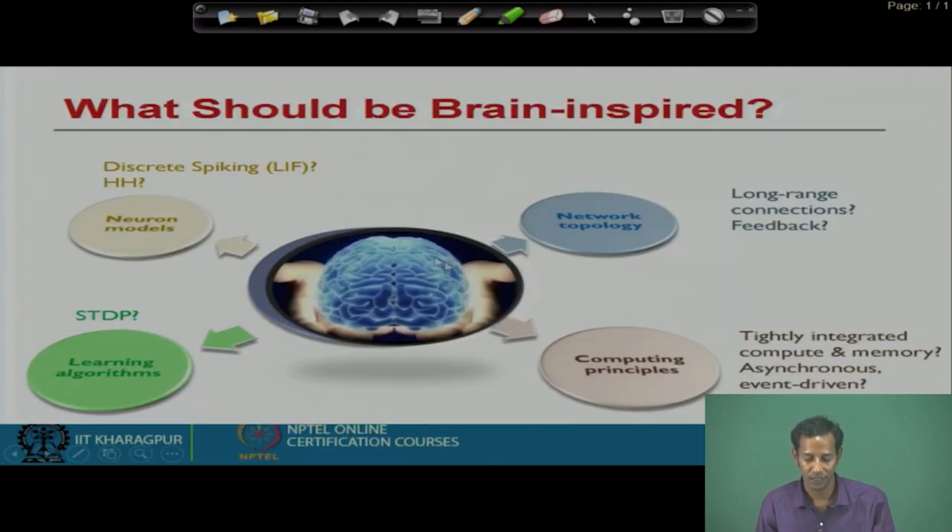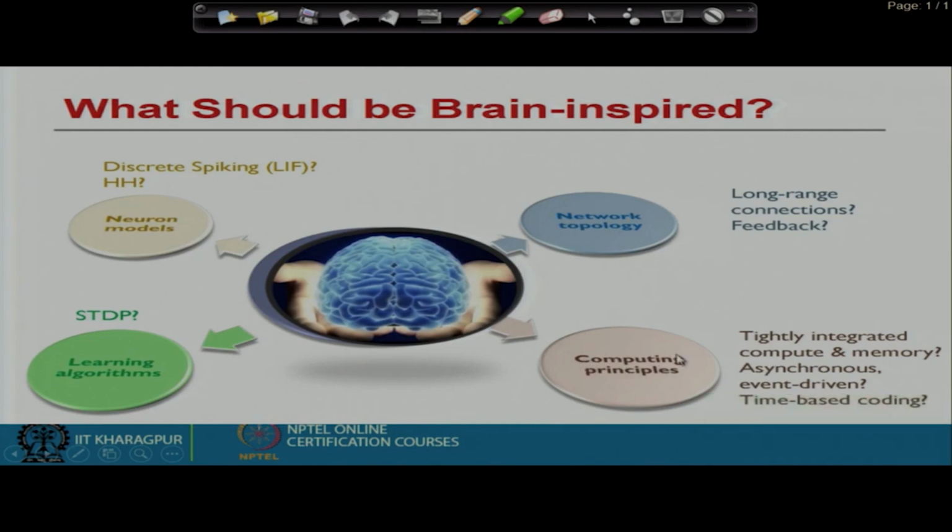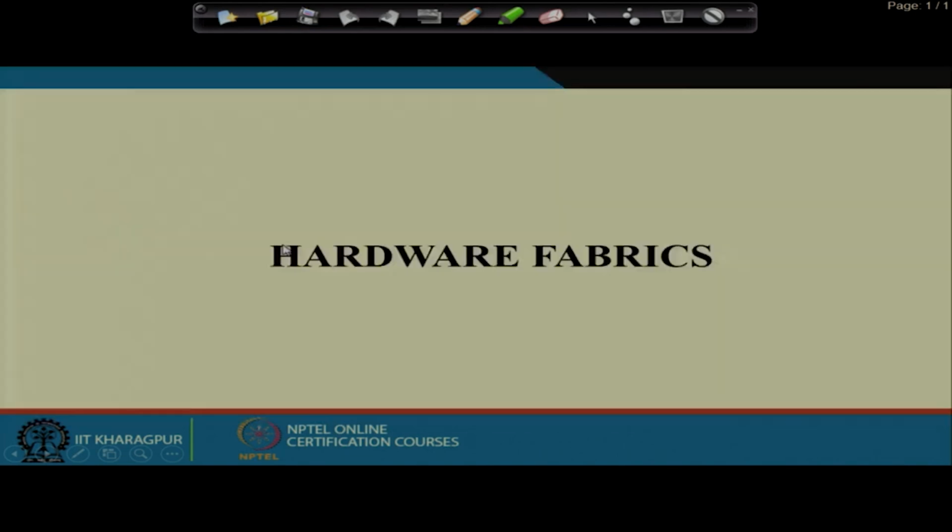If we look at the brain, we have to develop neuron models, learning algorithms, and network topologies, and we have to set the computing principles. Whenever we complete all of this together, we can create one artificial brain, which will be known as artificial intelligence.